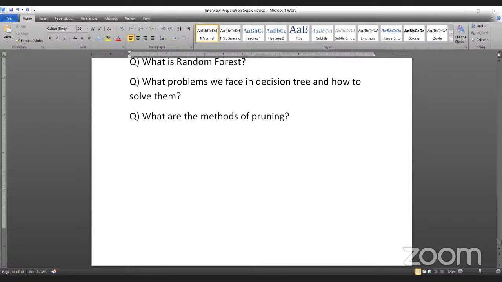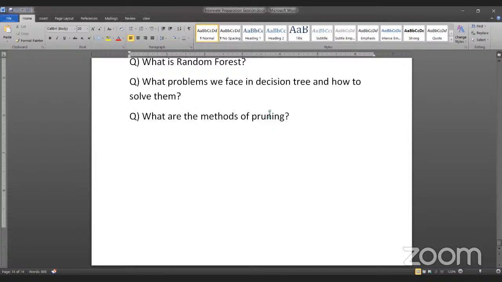Okay. So we are having two methods of pruning, pre-pruning and post-pruning. In pre-pruning, what we do is we tune the hyperparameters. Okay, we change the hyperparameter settings to see if we are getting better accuracy, whether this overfitting problem is getting solved or not. Okay, apart from that, we also have post-pruning methods.